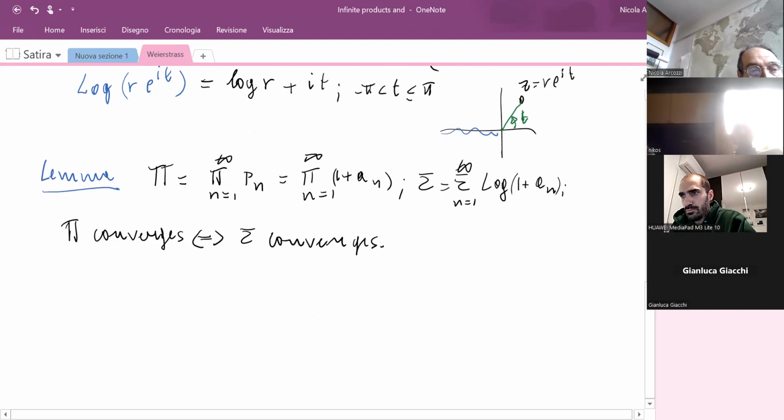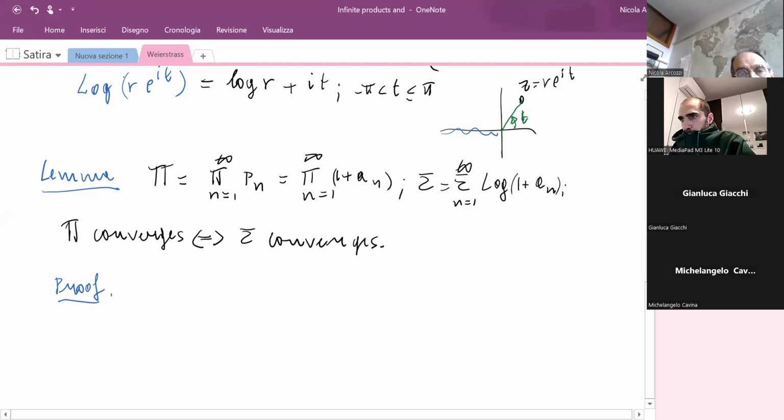So for the proof, I give you the proof. Okay. Nicola, did you mean the sum of log of a_n without 1 plus? No, 1 plus a_n. Okay. I mean, because the logarithm of the product is the sum of the logarithms. Okay, so yeah, I see. So that's the sum of the logarithms of p_n.